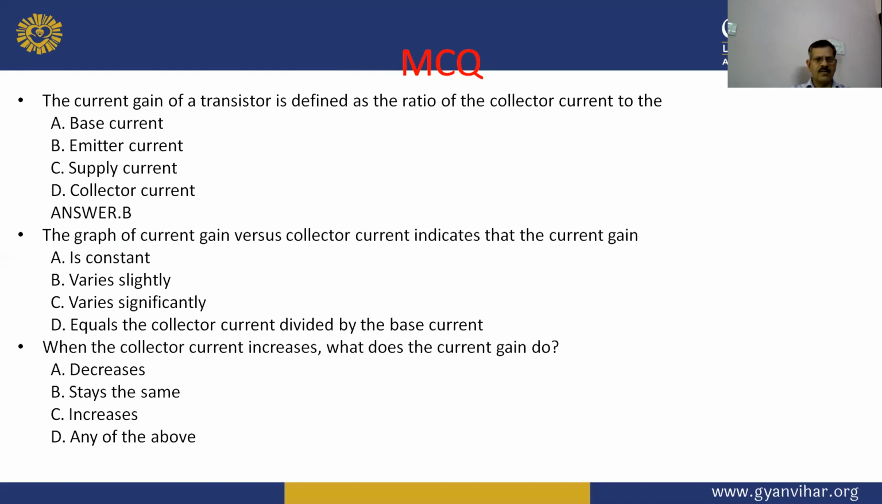Next, the graph of current gain versus collector current indicates that the current gain: A, is constant; B, varies slightly; C, varies significantly; D, equals the collector current divided by the base current. The graph of current gain versus collector current indicates that the current gain is constant, but varies very slightly. So the correct answer is option D.